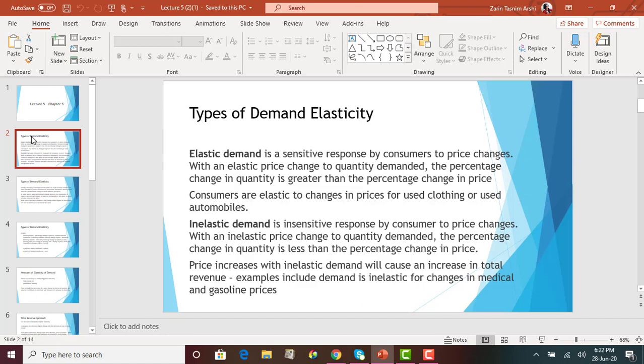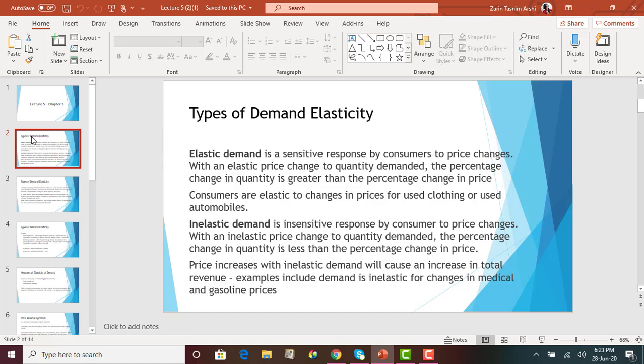So when we have an elastic demand, what it means is the percentage change in quantity demanded is greater than the percentage change in price. Whenever the percentage change in quantity demanded is greater than the percentage change in price, then it is called elastic demand. An example would be when there is a change in price for used clothes, or for used automobiles, we will react more sharply to it because we are more sensitive to the prices of these types of products.